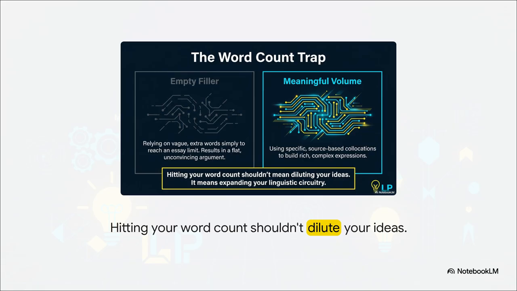But look, this just results in a flat, watered-down argument. The real solution? Meaningful volume. Hitting your word count absolutely shouldn't mean diluting your ideas. It means expanding your linguistic circuitry by using specific, source-based collocations to build rich, complex expressions. Literally every added word should serve a specific academic purpose.